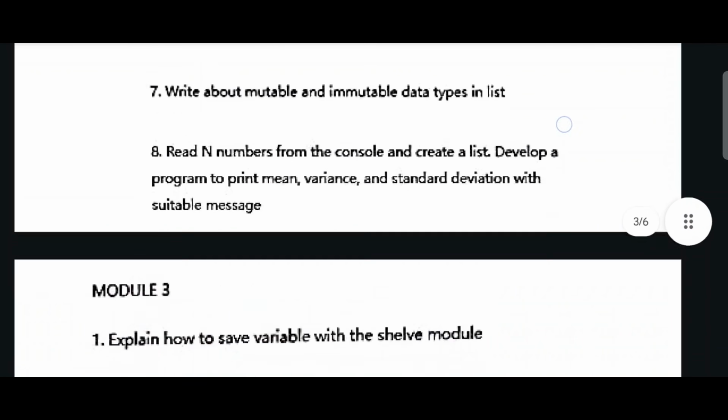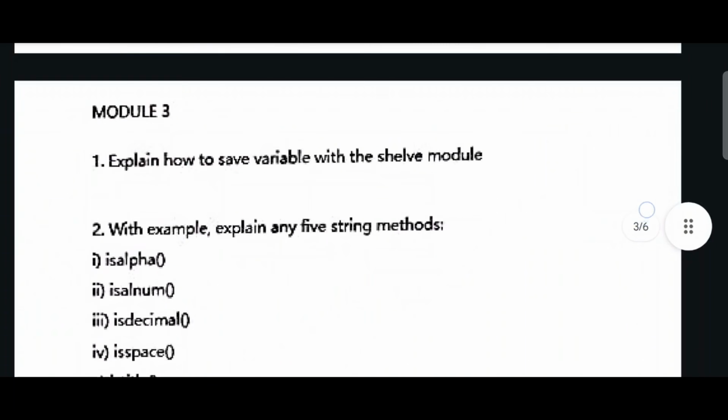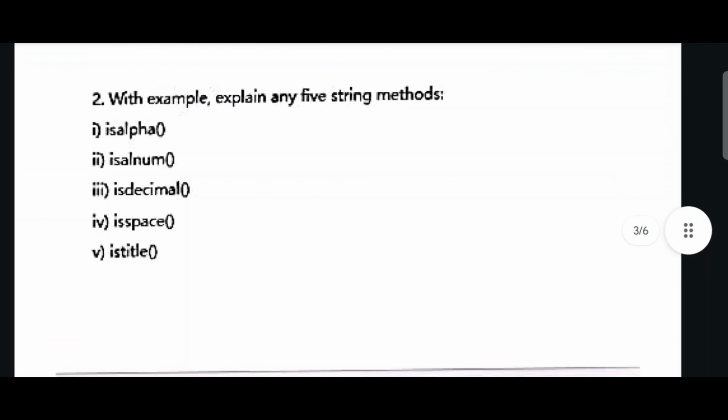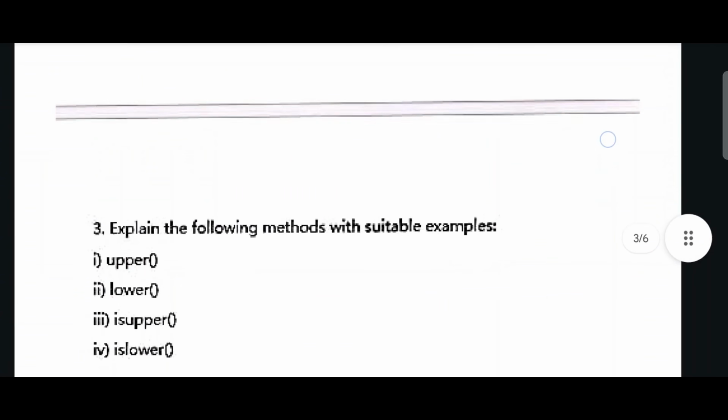After that, let's go into Module 3. In Module 3, let's explain how to save a variable with the shell module, this is also a more important question, guys. With an example, explain any 5 string methods, isalpha, isnumeric, this is also a more important question. After that, 4 methods with suitable examples, okay. Upper, lower, islower, these are also more important questions.